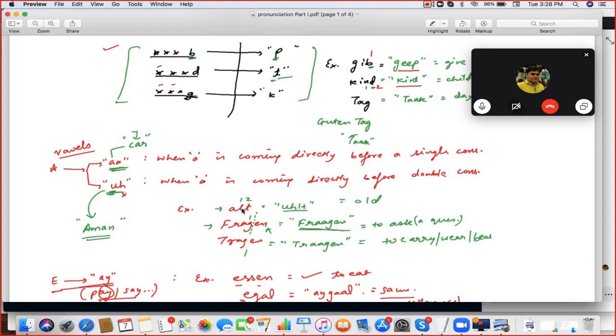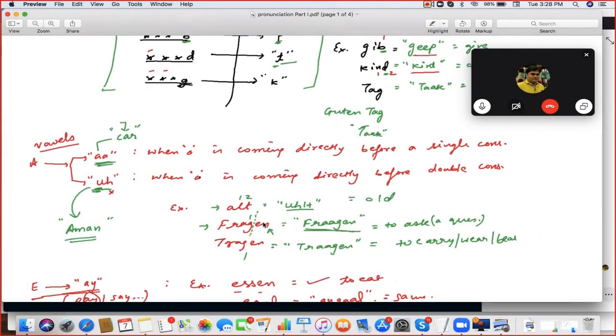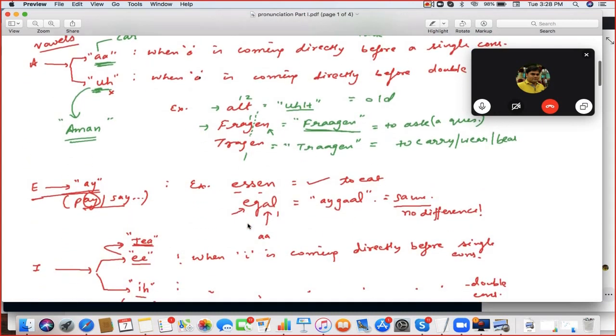Next, Fragen. Why Fragen? Because after A, only one consonant directly. After G, it is E, so I will stop my counting here. Only one consonant, so that is Fragen. Next, Tragen. Alt, Fragen and Tragen. Good.